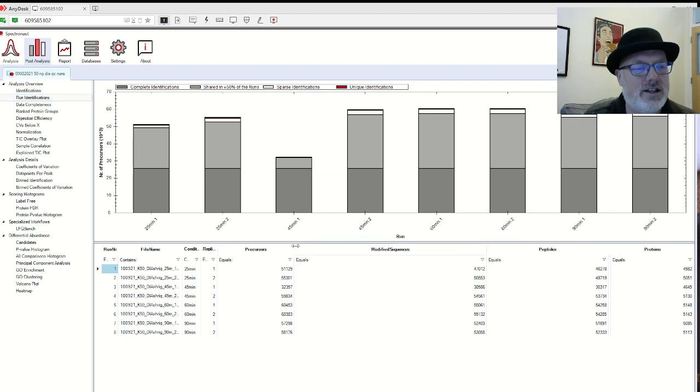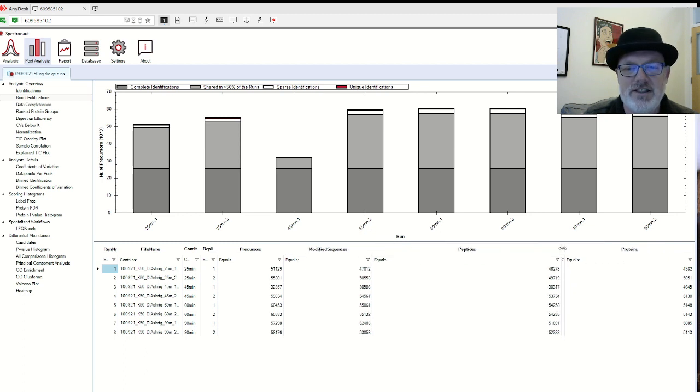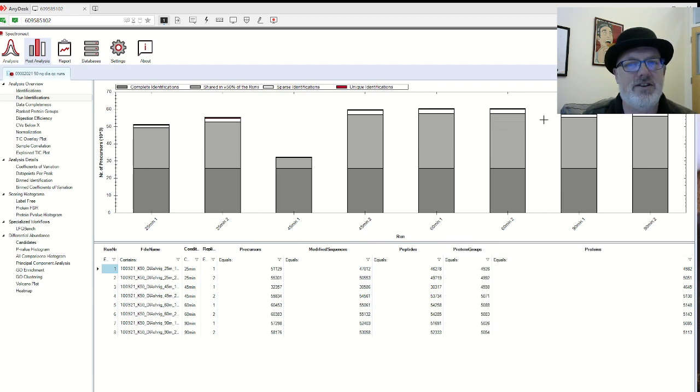And then you can look at the number of precursors, modified sequences, peptides, protein groups, and proteins, and how they differ across the different runs. You can see the 25-minute runs are not that much different than the 60 and the 90. So keep that in mind.